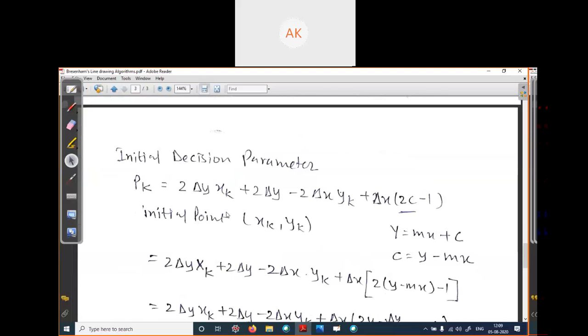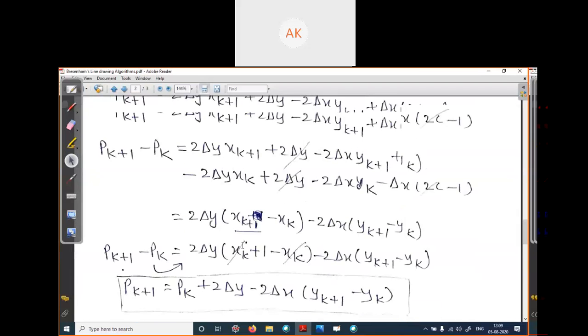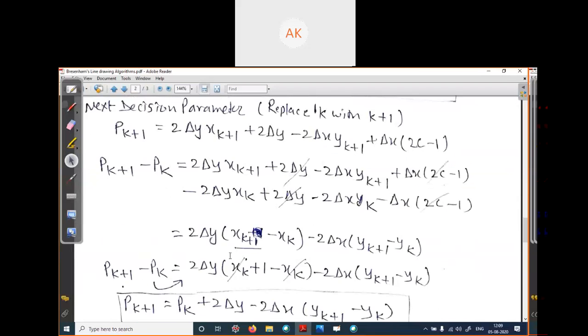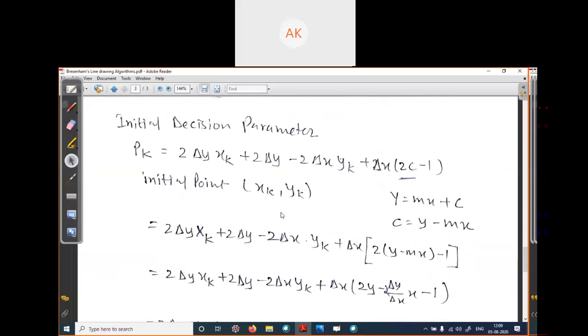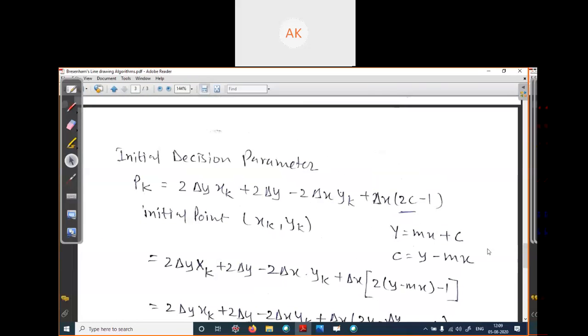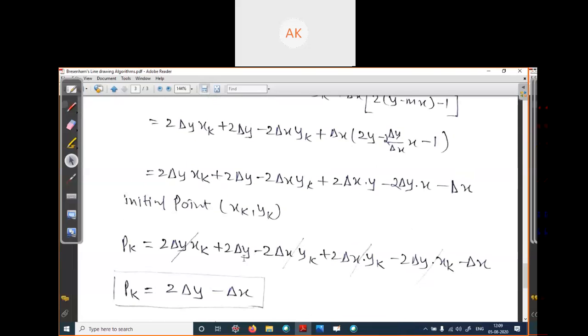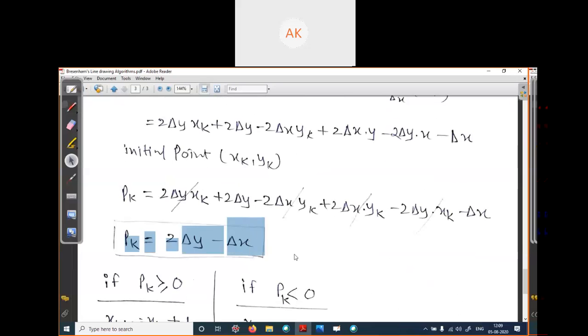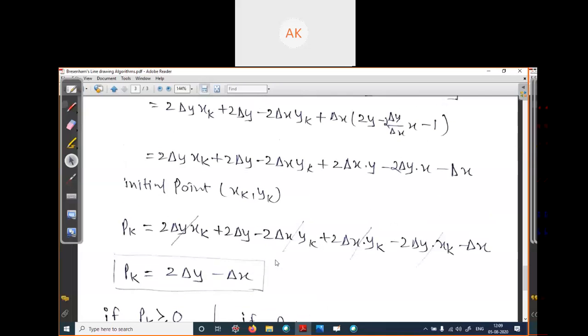Okay, and this is your initial descent parameter we have calculated at this point. I just simplified this equation by putting in the value of c. From this equation, c equals y minus mx, and if you simplify this, you will get this equation, pk equals 2y minus dx. Okay, till this point I think it is clear to all of you. Please speak if it is not clear, or if you're not able to listen to me properly.